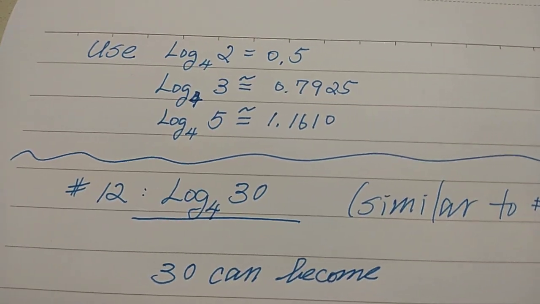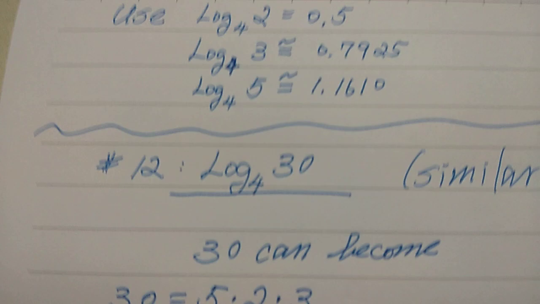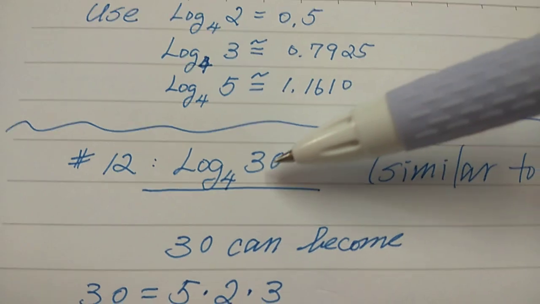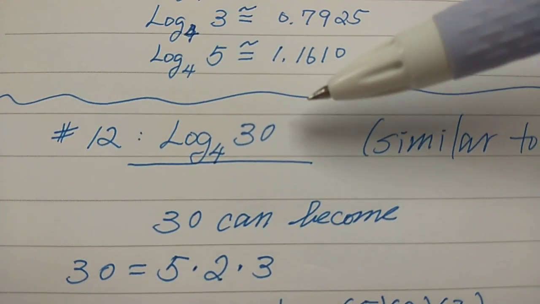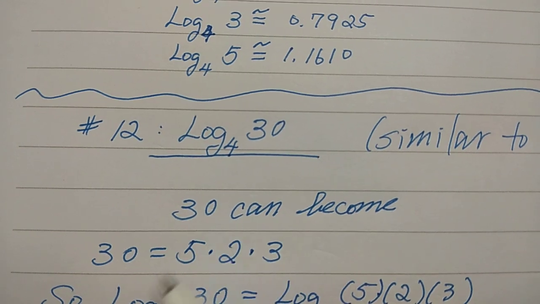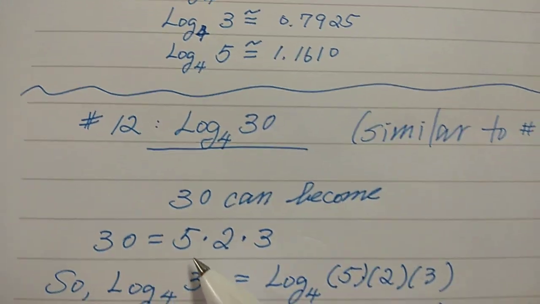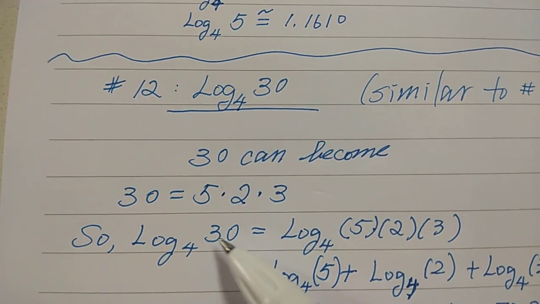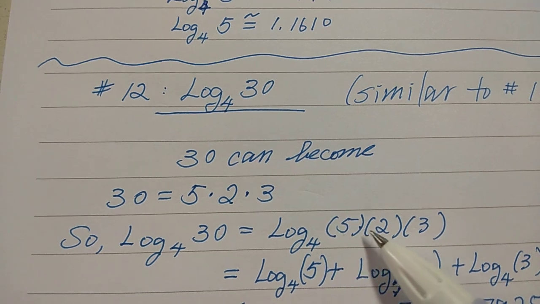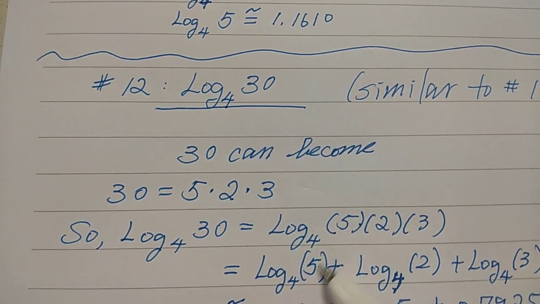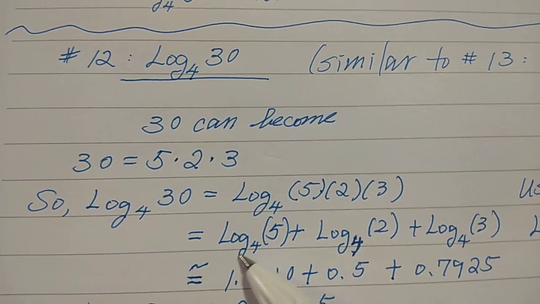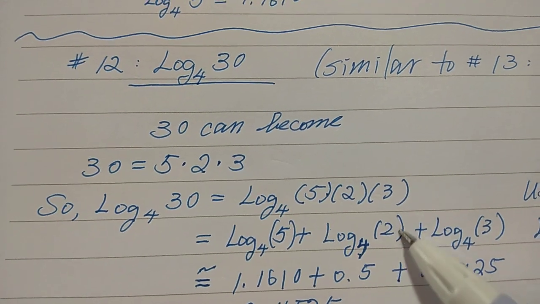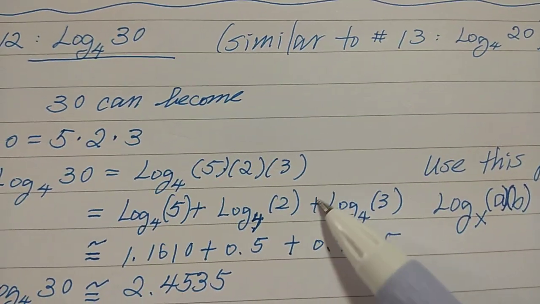Okay, so number 12 is very similar to number 13. So here's number 12. The log base 4 of 30. You can change the 30 to become 5 times 2 times 3, so you can rewrite this log as log of 5 times 2 times 3. And each of them becomes its own log. So this one is this, and then this one becomes this, and then this one becomes this.